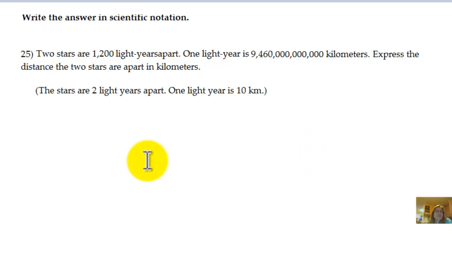Alright, this is problem number 25, test review number 4. And the answer is going to be in scientific notation. So the two stars are 1,200 light years apart. And I don't know why everything came out without spaces on this test review. Anyway, 1 light year is an enormous amount of kilometers. Express the distance the two stars are apart in kilometers.